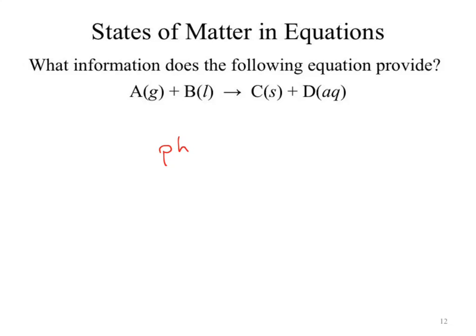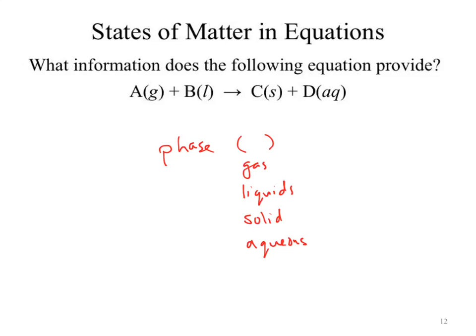Our phase for each of our species is specified in parentheses after the species. So we've got gases for G, liquids for L, solids for S, and then we have aqueous, meaning that compound is dissolved in water. By writing aqueous, we're actually saying two things. We're saying not only is there compound D, but there's also water. So just by writing AQ, that implies the presence of water.